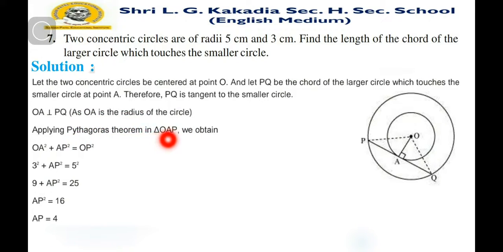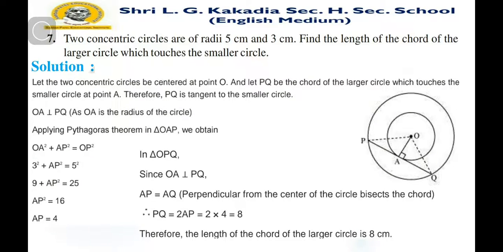Applying the Pythagoras theorem in triangle OAP, we obtain OA square plus AP square is equal to OP square. 3 square plus AP square is equal to 5 square, 9 plus AP square is equal to 25, AP square is 16, then AP is equal to 4. So in triangle OPQ, since OA is perpendicular to PQ, we can say AP is equal to AQ. So PQ is equal to 2AP, and 2 into 4 is equal to 8 centimeter. Therefore, the length of the chord of the large circle is 8 centimeter.